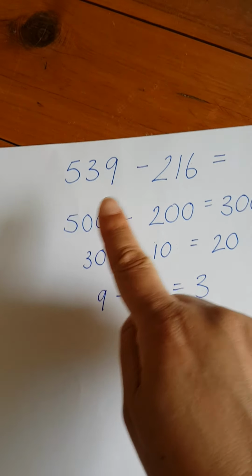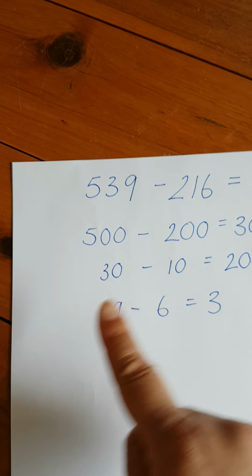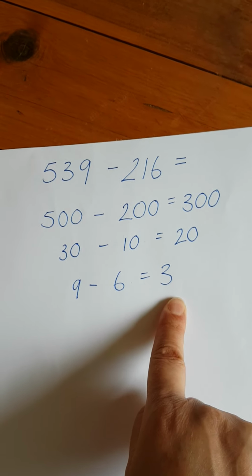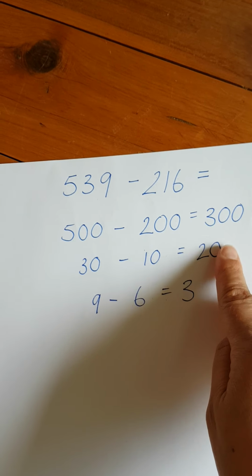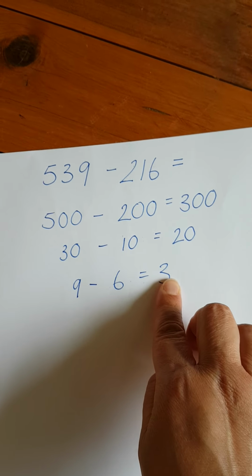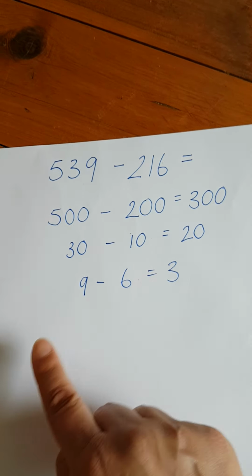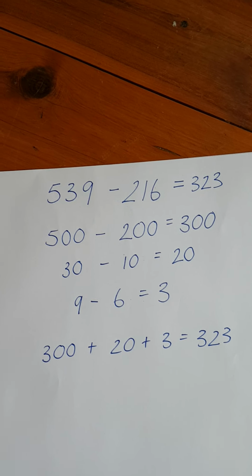Okay, so we split the hundreds, we split the tens, and we split the units, and we've done all 3 subtractions. And we actually have our answer here. It's just in 3 separate parts. So our last step is to put it all back together.